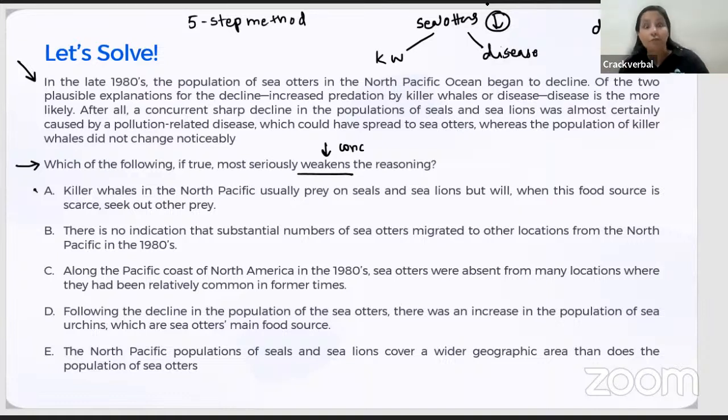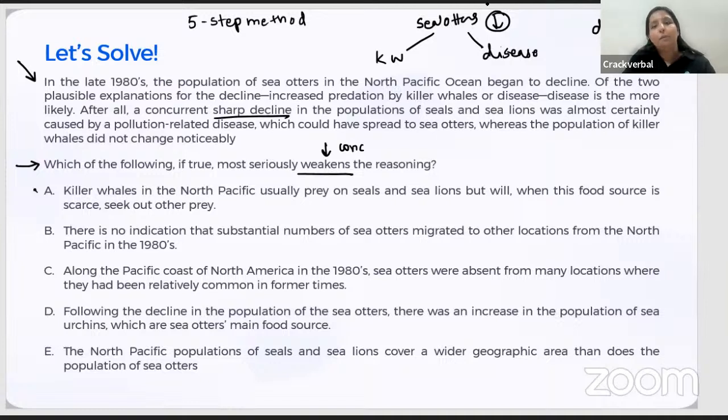All right. After all, and then they give me some more information. Please understand, no information on the GMAT is in vain. Every word is thought out to the last T. So if they're giving you some information, this is going to be relevant. After all, a concurrent sharp decline. There's a sharp decline.